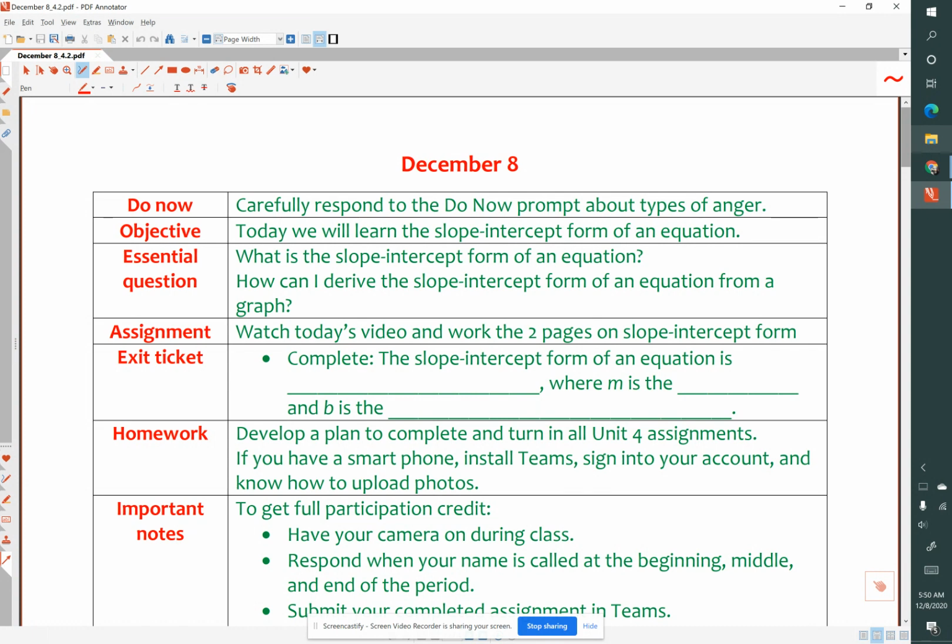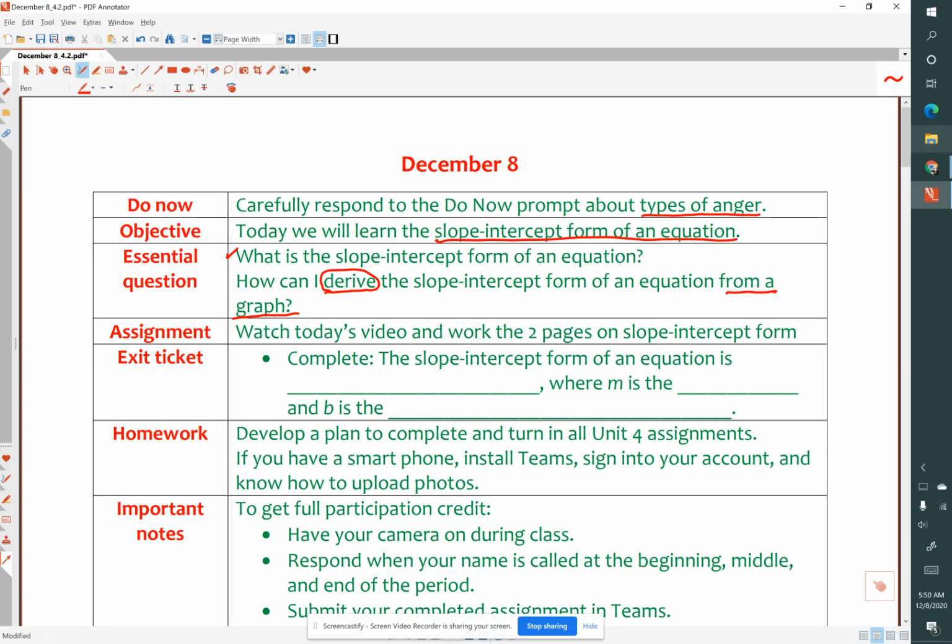So today we are really into the heart and the central ideas behind algebra. For our do now, we have a prompt about types of anger. It doesn't sound fun, but it is interesting. I think you'll get something out of it if you commit to trying to do so. Our objective will be to learn the slope-intercept form of an equation. Our essential question is, what is the slope-intercept form of an equation, and how can I derive or find the slope-intercept form of an equation from a graph? So we'll be looking at some graphs today.